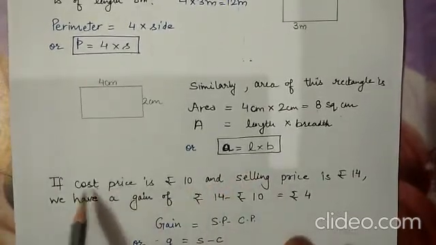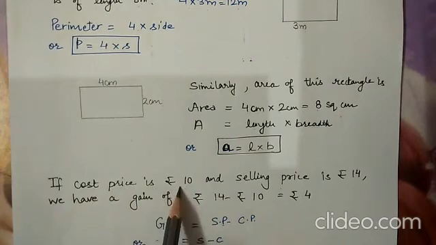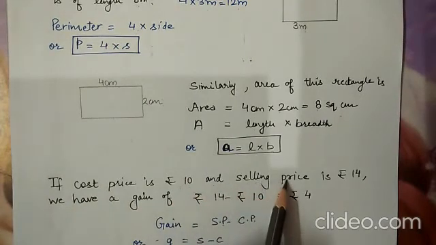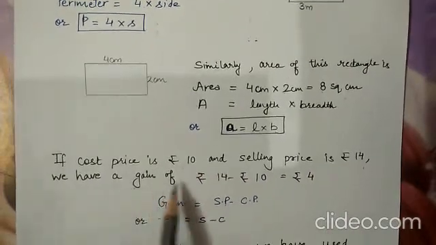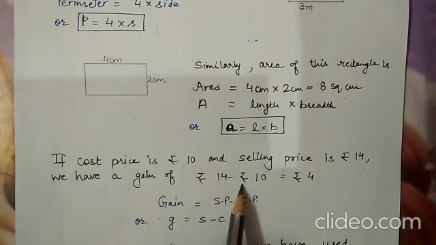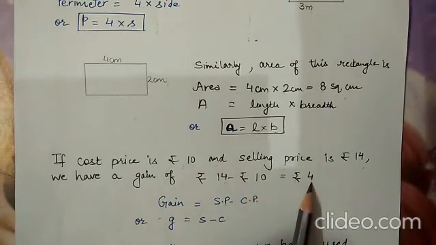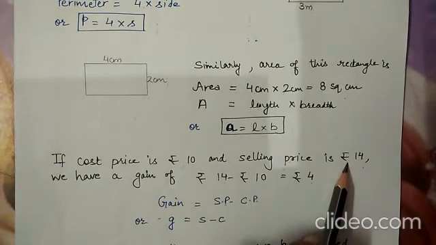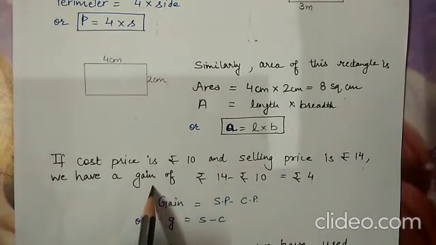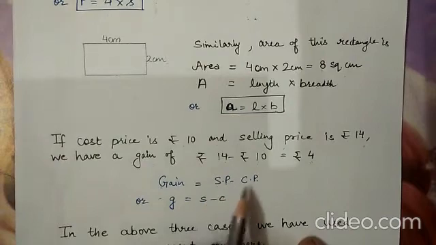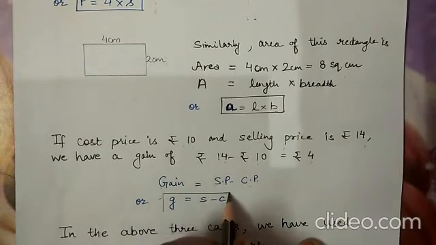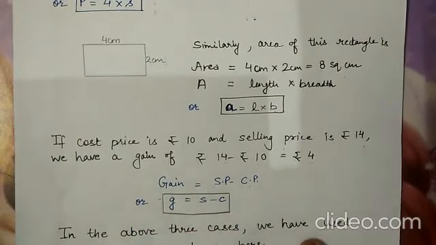Now, if cost price is rupees 10 and selling price is rupees 14, we have a gain of rupees 14 minus rupees 10 equals 4. Because selling price was greater than cost price, there was a gain of 14 minus 10 equals 4. So which concept did I apply? Gain equals SP minus CP. Or what can I write this as? G equals S minus C.